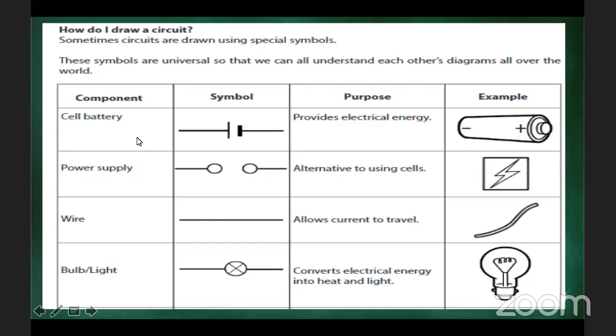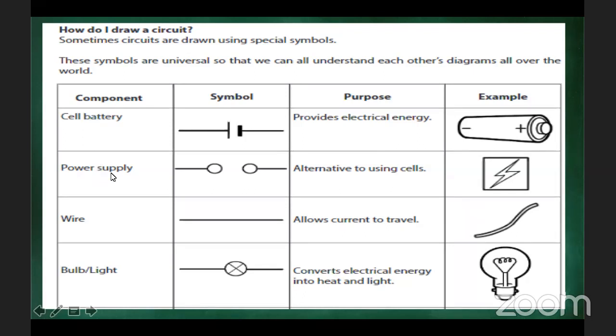On this side, we've got a cell battery. We've got the symbol. The symbol shows a negative and a positive side of a battery. The purpose of a battery is that it provides electrical energy. The example on the extreme left is a battery.